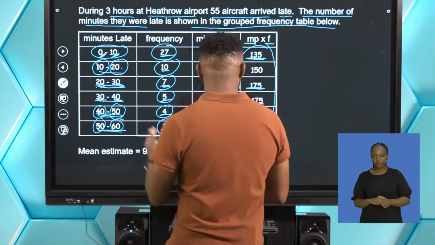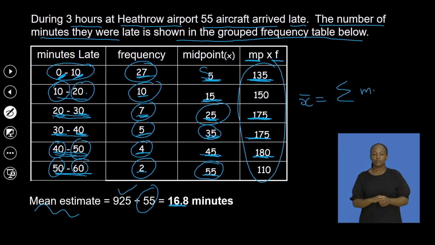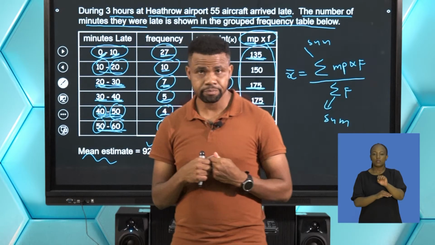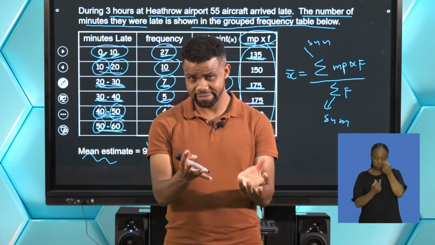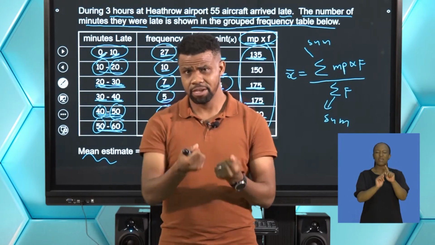Okay. So this mean, mathematically, if I have to write it, another symbol for mean is X bar. It will be sigma. Remember, this is the sum of MP times F, which is what we added, the sum of that, over the sum of frequency. This means sum. That also means sum. We call that sigma. Okay. Good. Hope this makes sense, guys. Not the actual mean, but an estimated mean.